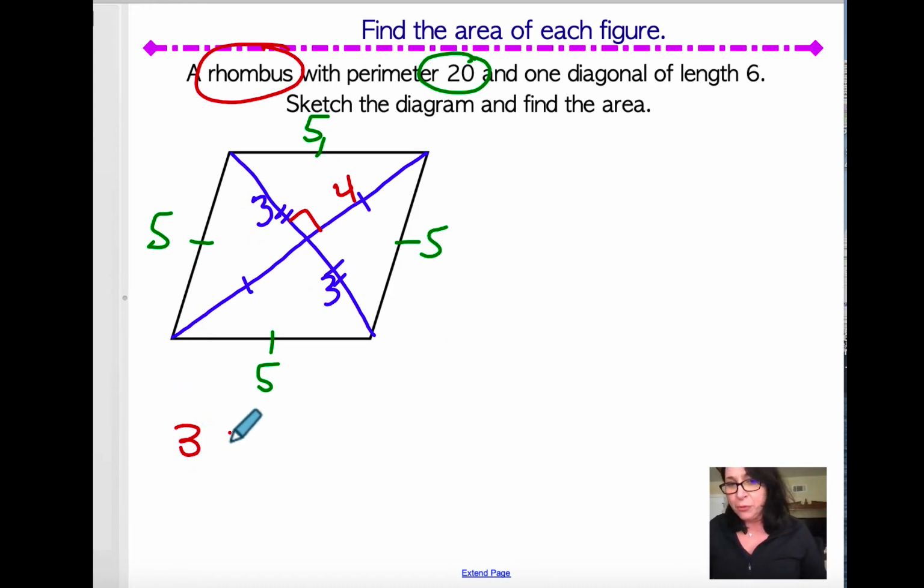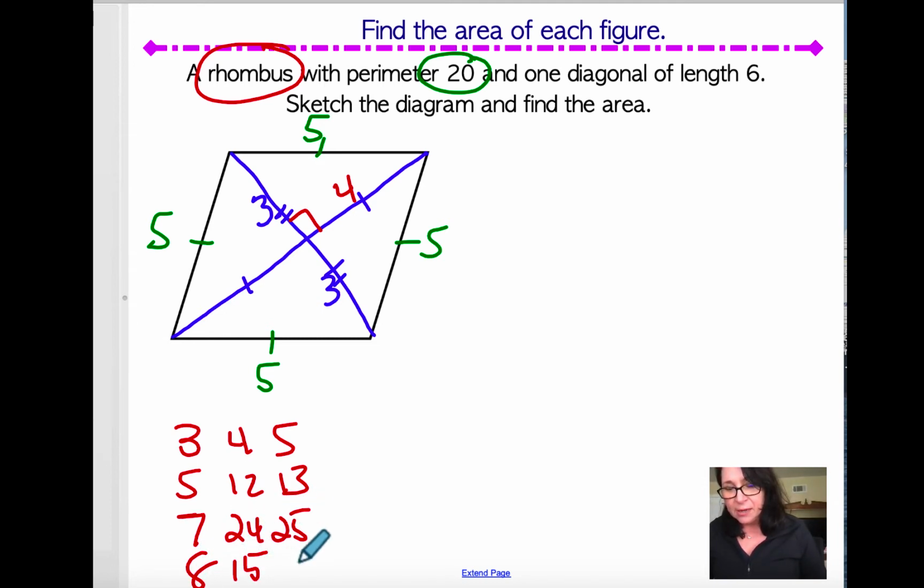Remember our triples? We have 3, 4, 5, 5, 12, 13, 7, 24, 25, and 8, 15, 17. Right? Let's see. I think that's right.